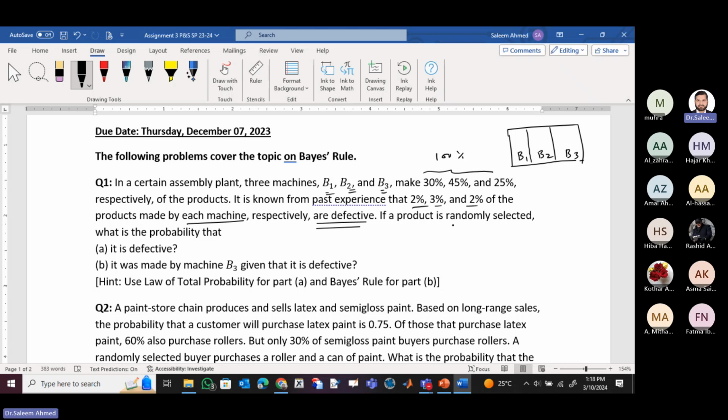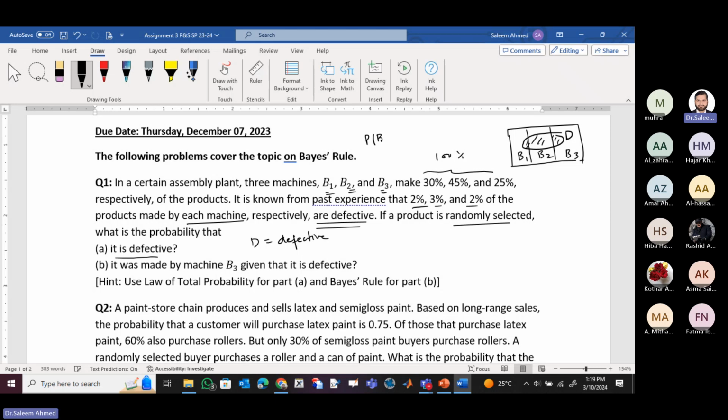If a product is randomly selected, what is the probability that it is defective? So let's say we can use D for defective item, right? Defective can come from each of your machines. It can be from B1, it can be from B2, it can be from B3. So from here, I can write three probabilities.